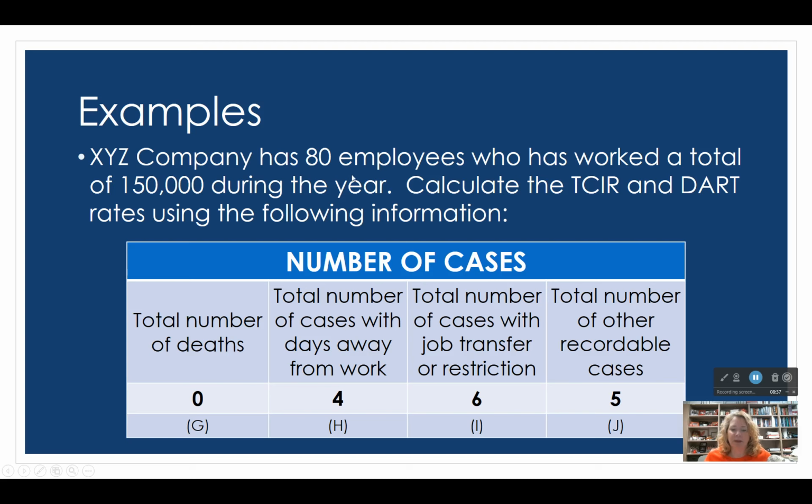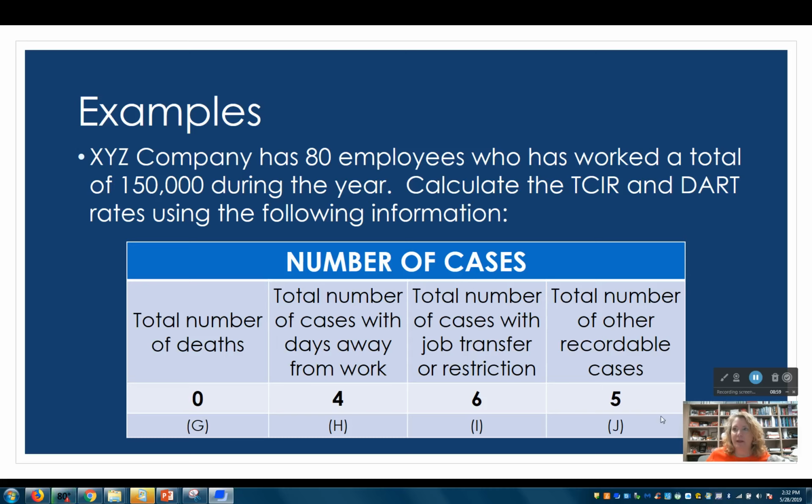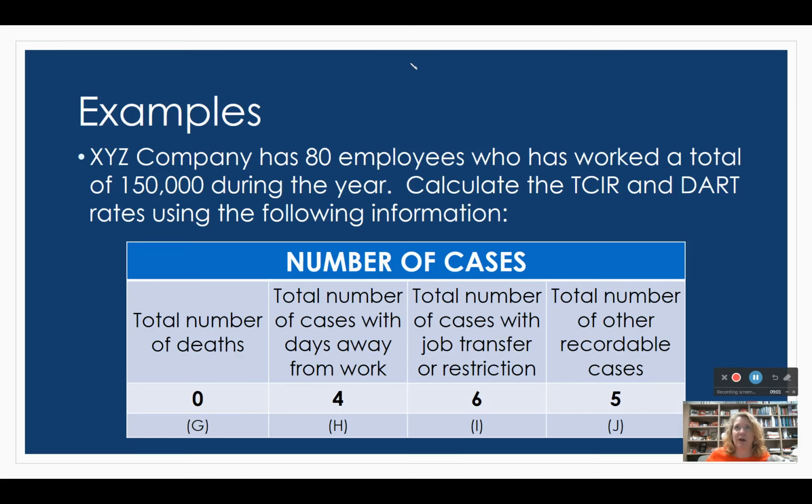So here are just a couple more examples to go through this. This company has 80 employees, and they've worked a total of 150,000 hours during the year. So if we calculated that, what would that be? Okay, just to look at this, I'm going to draw it up here as much as I can, which I'm not very good at.